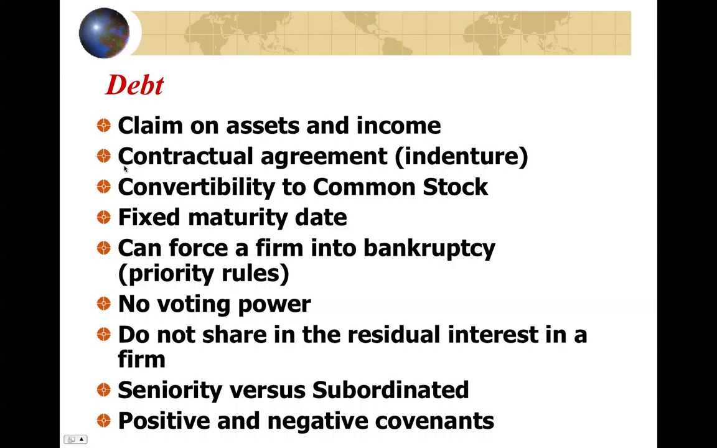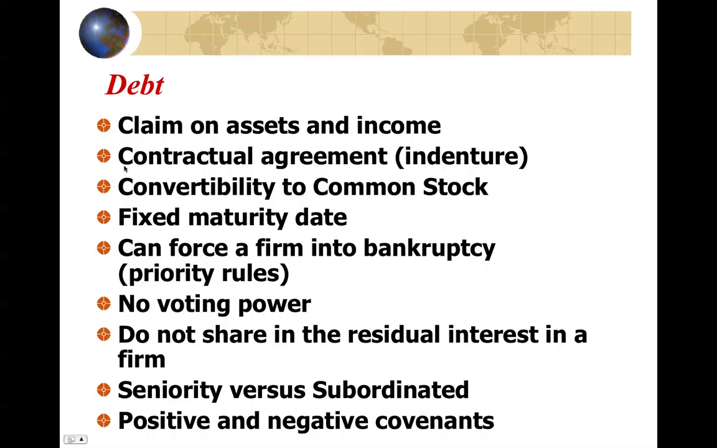It can be senior versus subordinated. Senior debt is like your mortgage. Subordinated debt would be your home equity line of credit. Senior debt is always paid first. It also can have positive and negative covenants. Positive covenants are things the company must do. Negative covenants, things they cannot do.